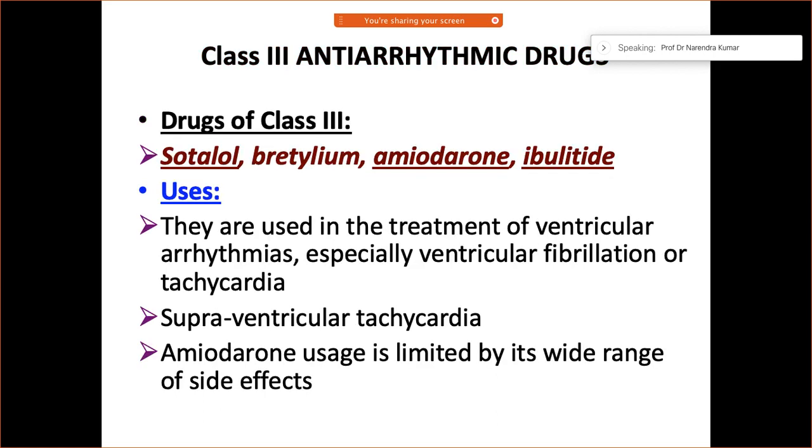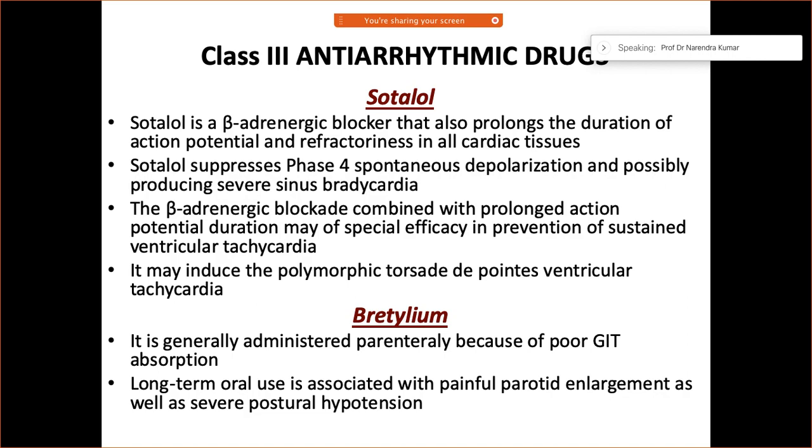So what are the examples? The examples include sotalol, bretylium, amiodarone, even ibutilide as well. So don't forget these examples. These are some of those drugs which are quite often used. As I had already said, they are used for ventricular arrhythmias and supraventricular arrhythmias, but amiodarone can have a lot of side effects. We will discuss a little bit more in detail. Sotalol is more of a beta adrenergic blocker.